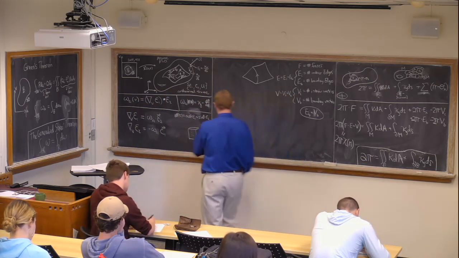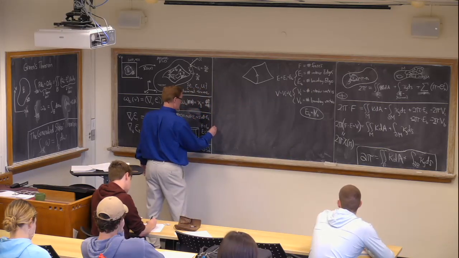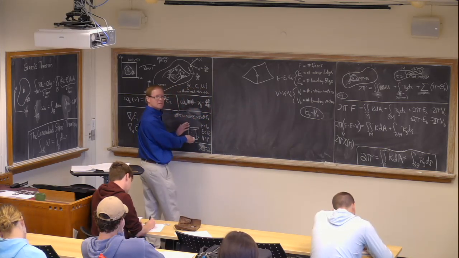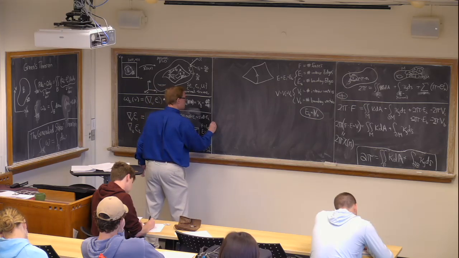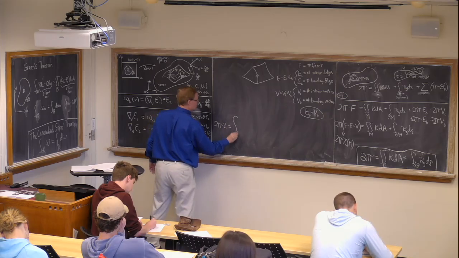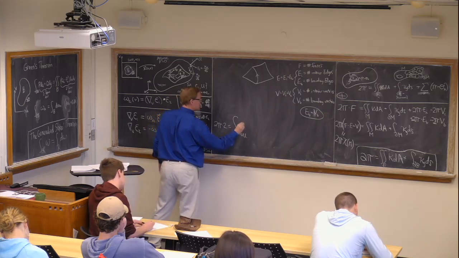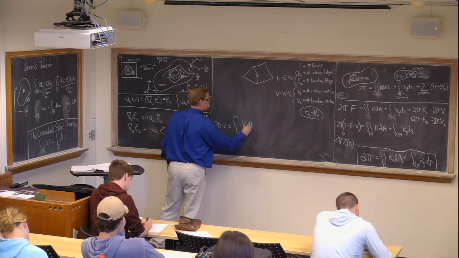And so what this is telling us then is that the Euler characteristic of a sphere is 2. So we get 2 pi times 2 is equal to the integral over any sphere of the Gauss curvature times the area form.